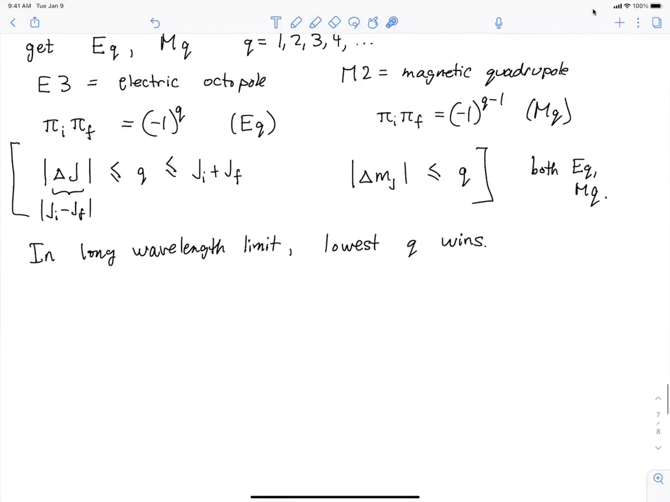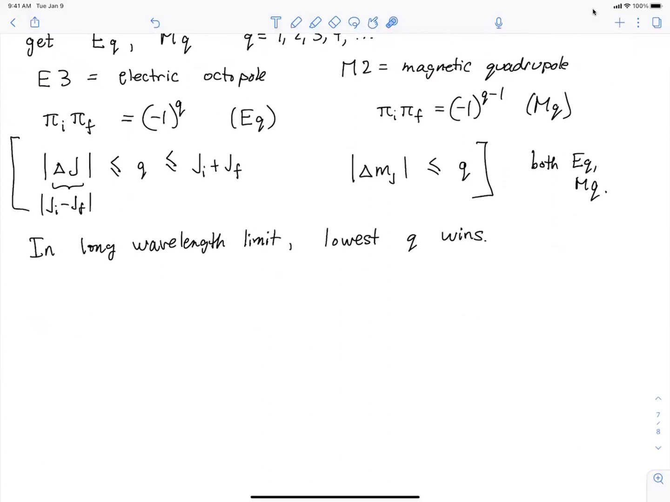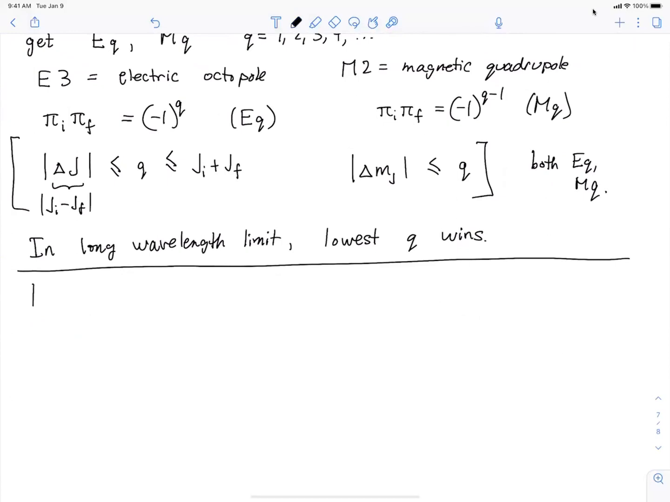All right, so as mentioned earlier, we're now going to talk about a case where the expansion that we just did doesn't actually work very well. And that's the photoelectric effect.